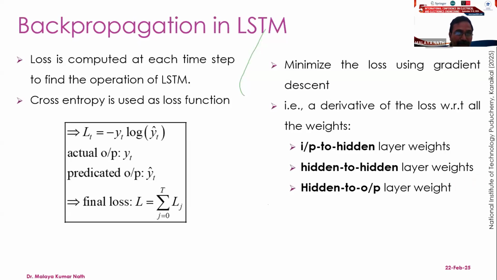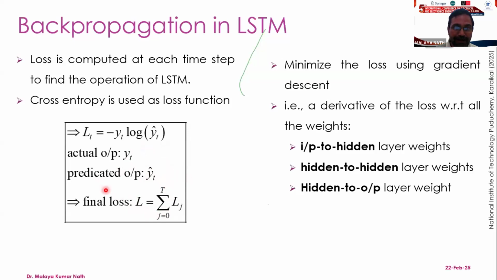So now backpropagation in LSTM: the loss is computed at each time step to find the performance of this LSTM network. In this case, the cross entropy loss function is calculated, that is Lt equals minus yt log of y hat. So the actual output is yt, and the predicted output is y hat. The final loss is the summation of the losses, L equals sum of Lj, j equals 0 to t. There are t number of time steps present, so t time steps give rise to the total loss L.